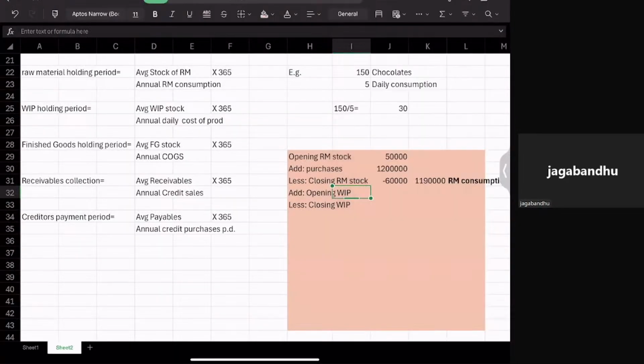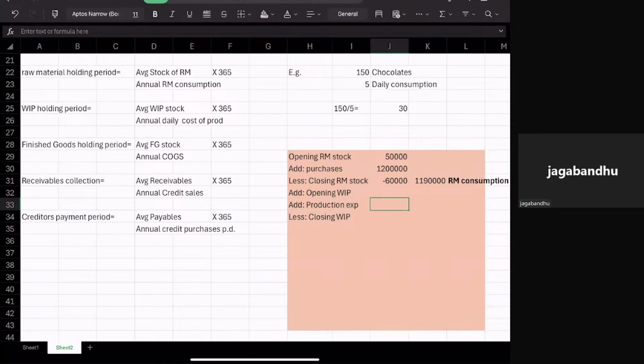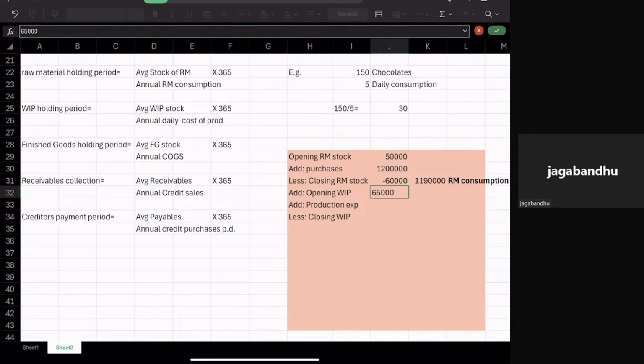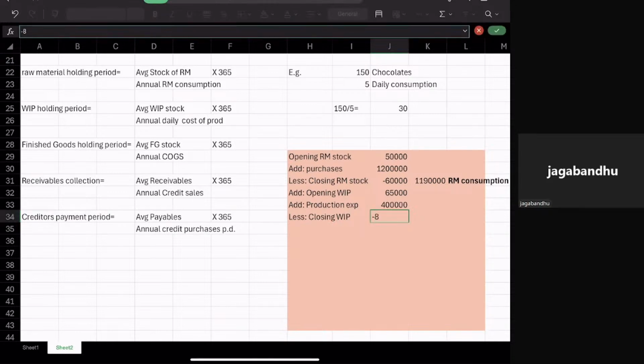Okay. So we have the closing raw material stock, and we got the raw material consumption. Now, the next aspect is to adjust for the WIP and the production cost. So, of course, to that we are going to add production expenses. Suppose we have opening WIP of 65,000, production expenses of, let's say, 4 lakh, and closing WIP is 80,000.